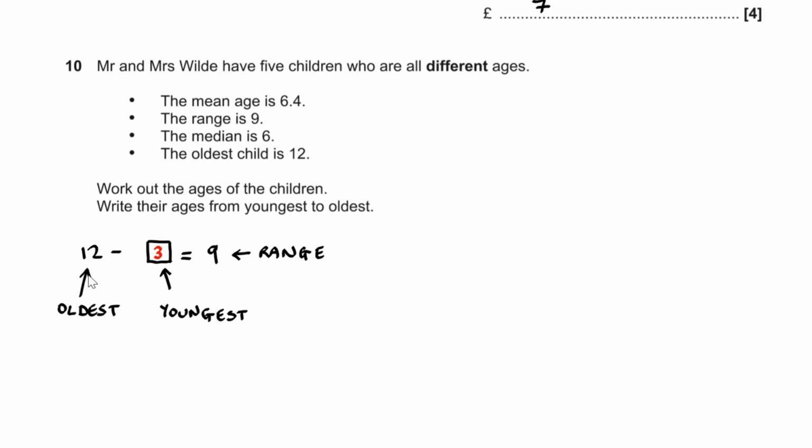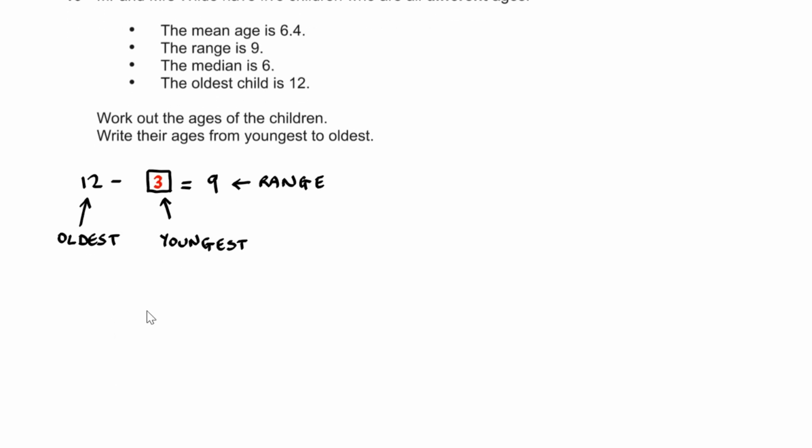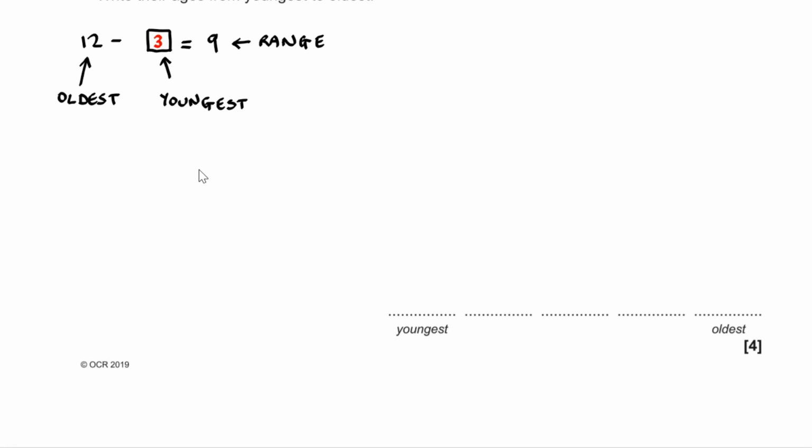We also have the median being 6. Well, what we'll do is we'll write out the ages so far. We've got the youngest, who's 3, we've got the oldest, who's 12, and we've got the median, which is 6. So here, this would represent the median. And now we need to work out the other two ages.